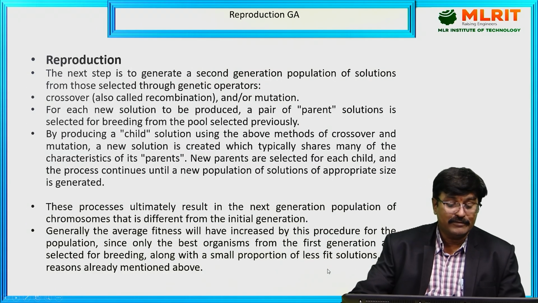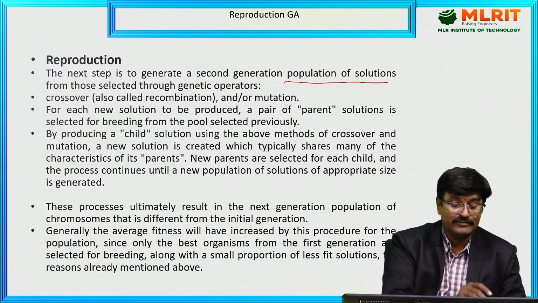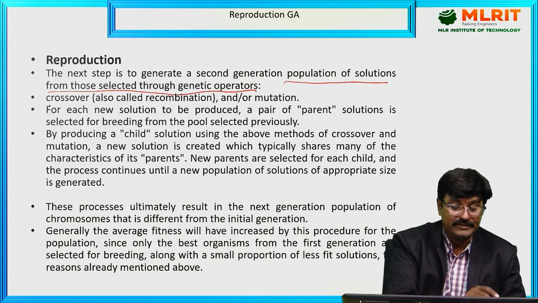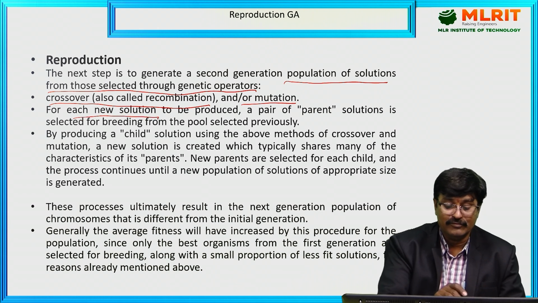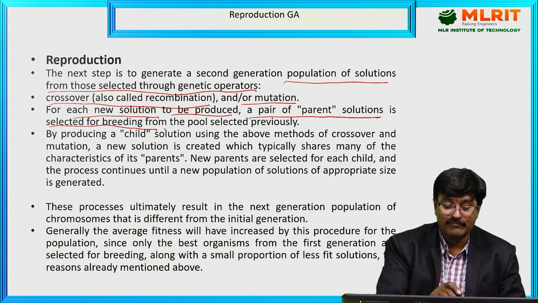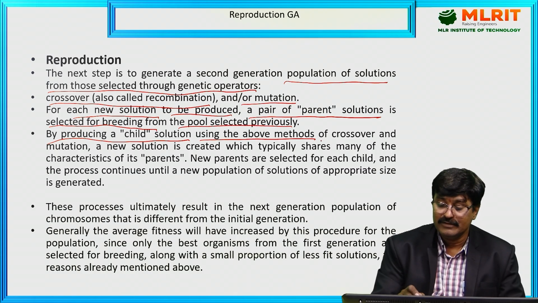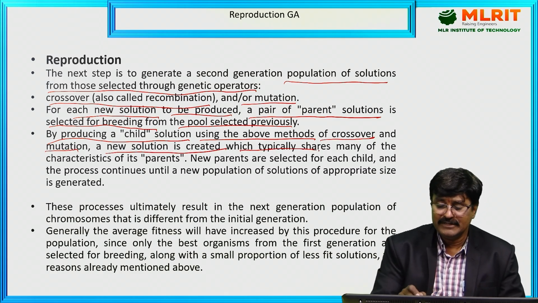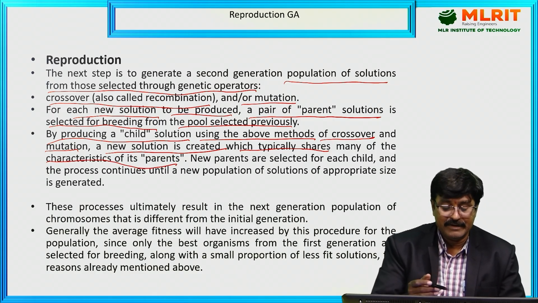So, how does the reproduction work? The next step is to generate a second generation population of solutions from those selected, through genetic operators: crossover, also called recombination, and mutation. For each new solution to be produced, a pair of parent solutions is selected for breeding from the pool selected previously. By producing the child solution using the above methods of crossover and mutation, a new solution is created, which typically shares many of the characteristics of its parents, inherited characteristics.